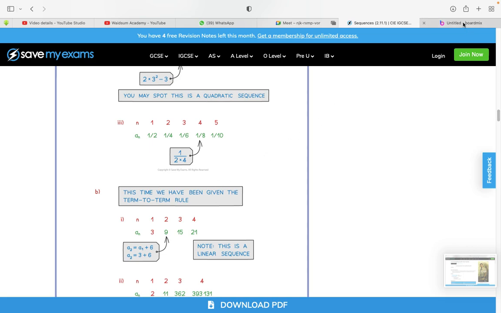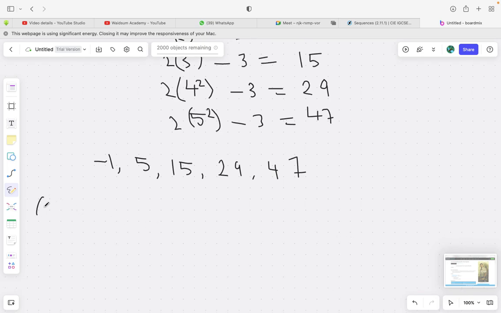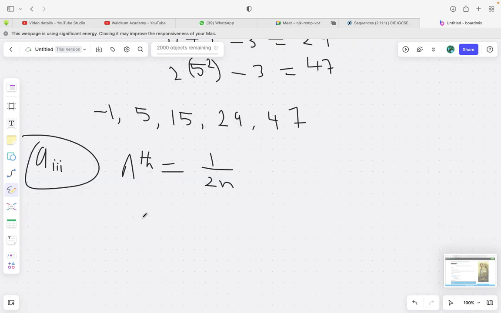So for the Roman figure 3 question, the nth term is equal to 1 over 2n, right? This is the position-to-term rule. So to get the first term in the sequence, you say 1 all over 2 times 1, because n will be 1 for the first position.